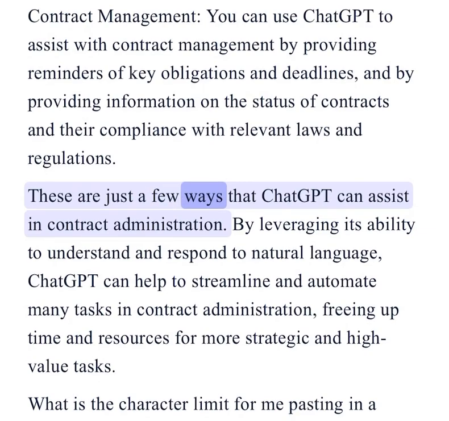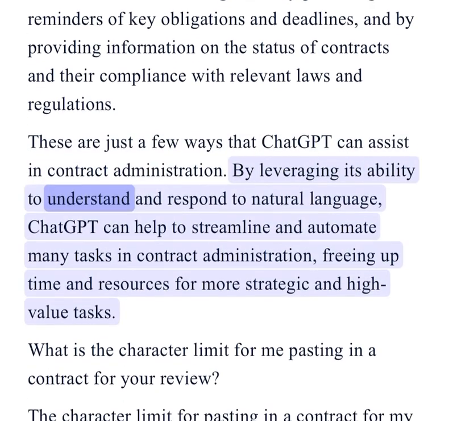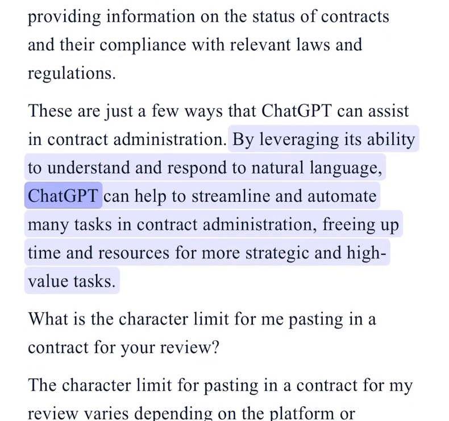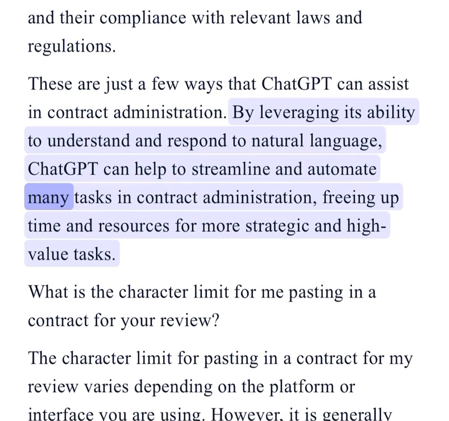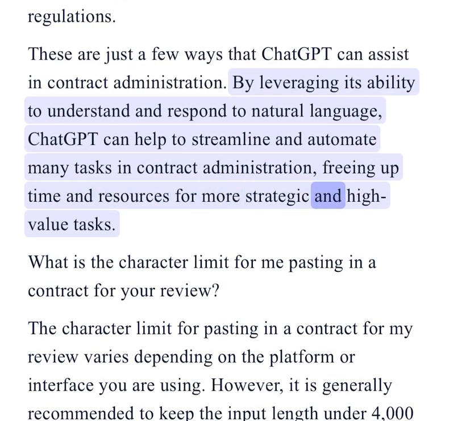These are just a few ways that ChatGPT can assist in contract administration. By leveraging its ability to understand and respond to natural language, ChatGPT can help to streamline and automate many tasks in contract administration, freeing up time and resources for more strategic and high-value tasks.